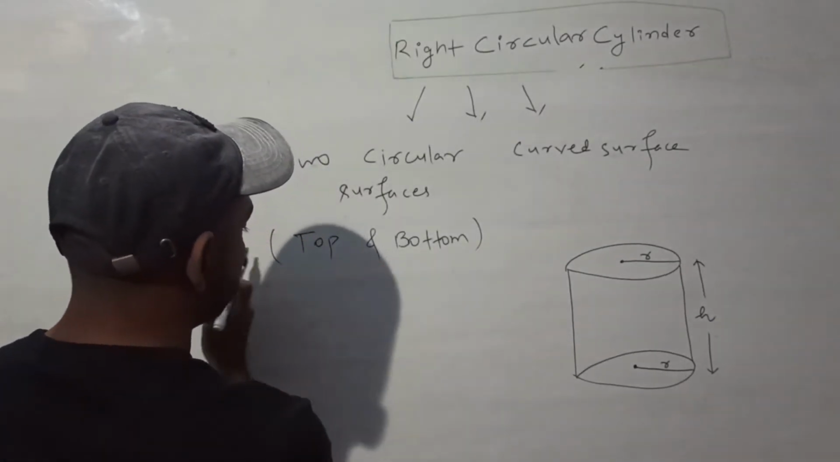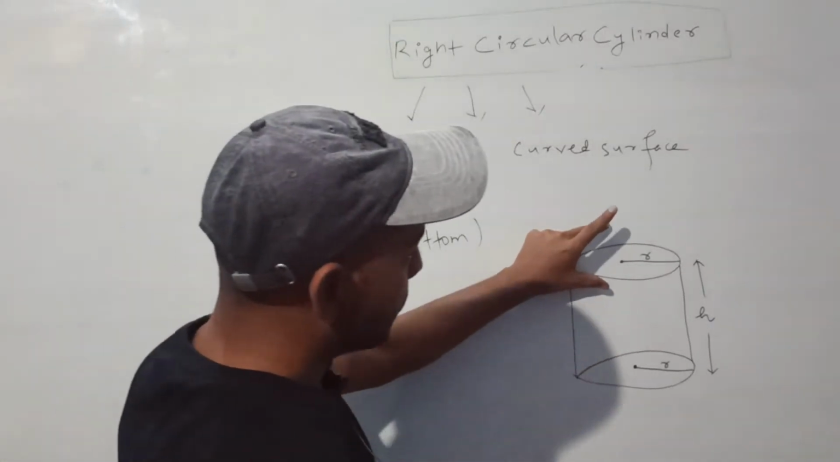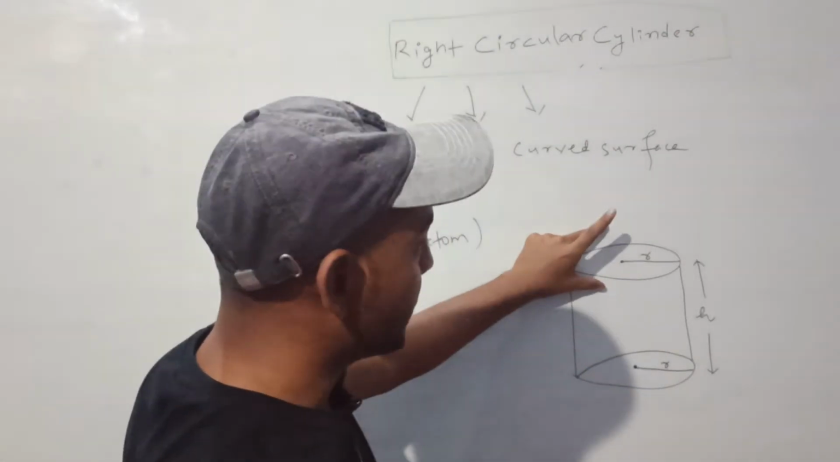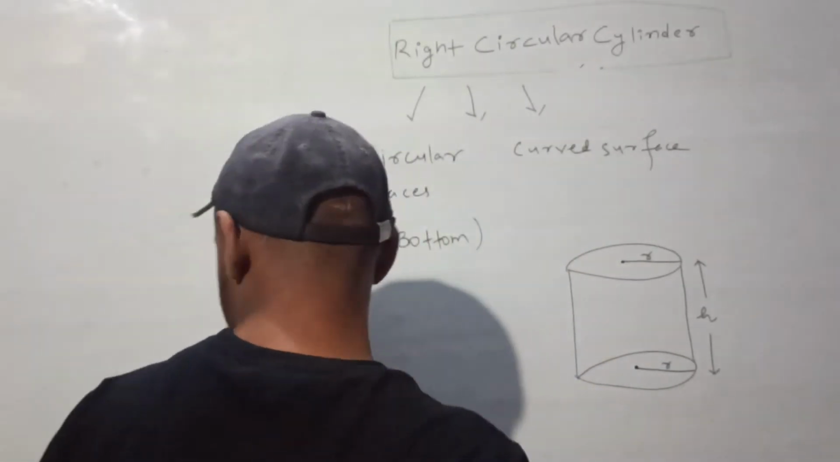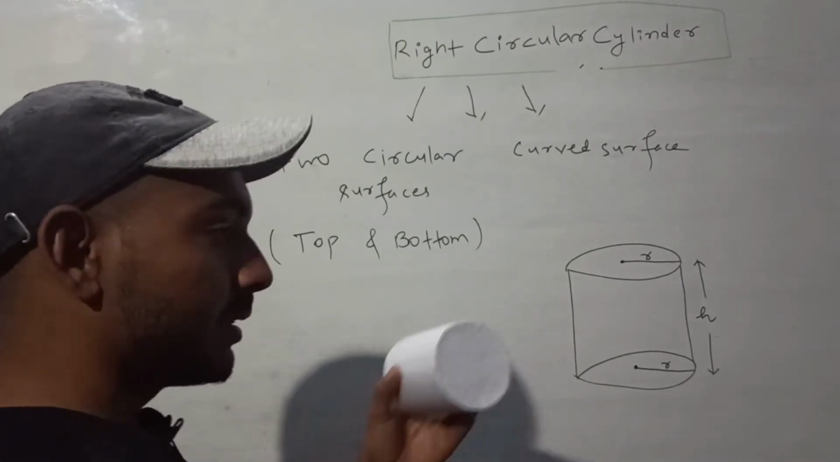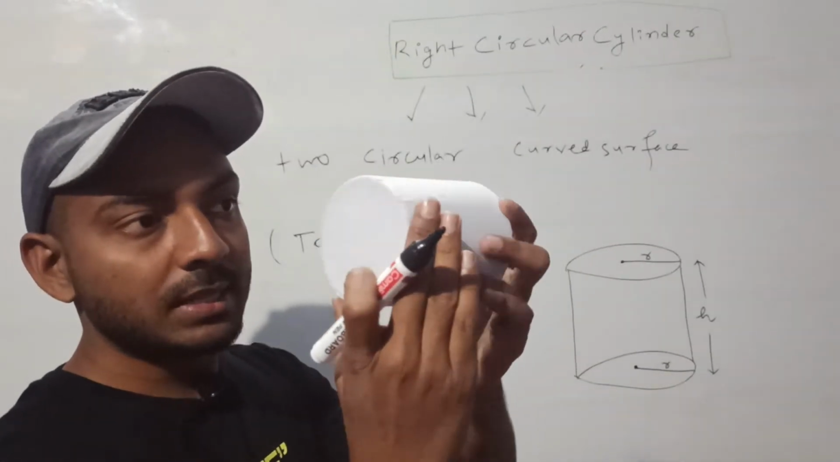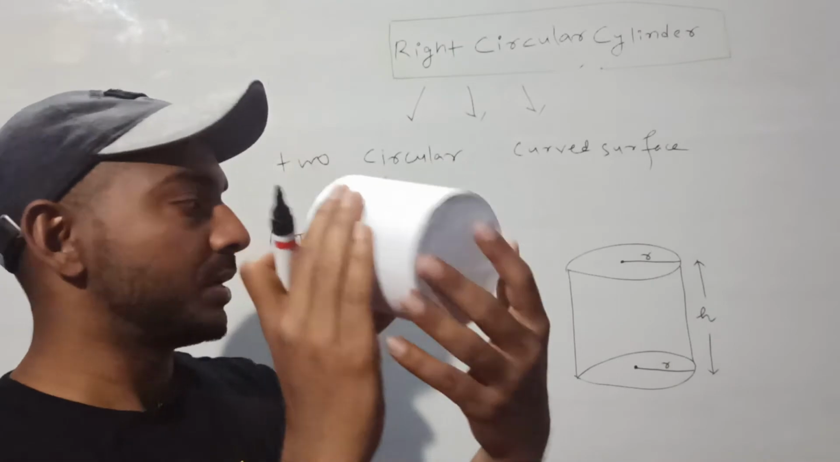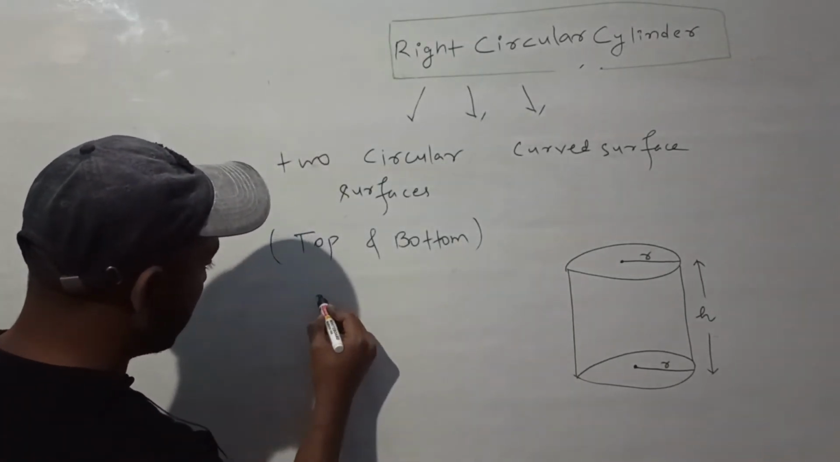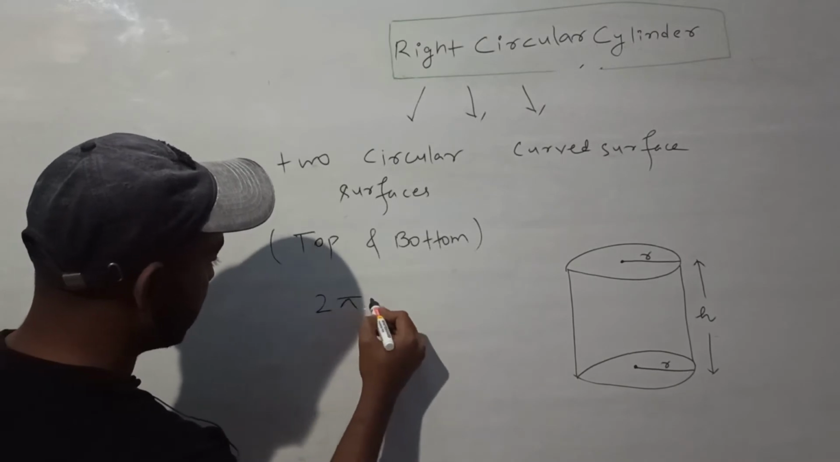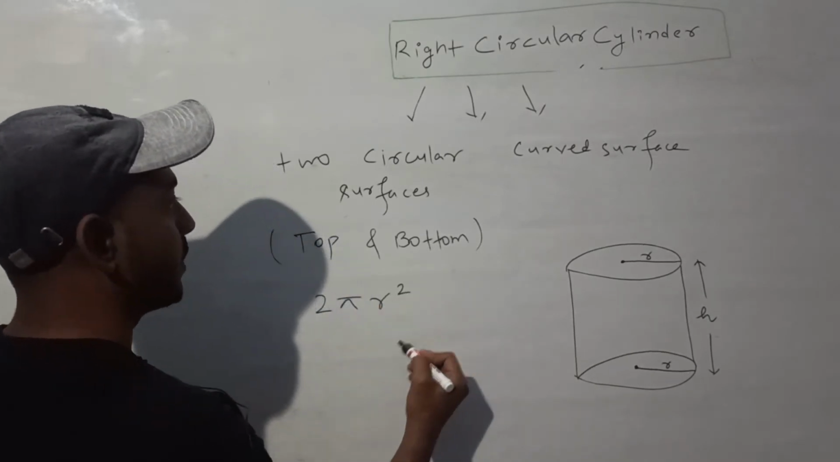So this top surface will have area pi r square, and this bottom surface will have area pi r square. That is, this one will have area pi r square and this one will have area pi r square. So here we are getting total area 2 pi r square.